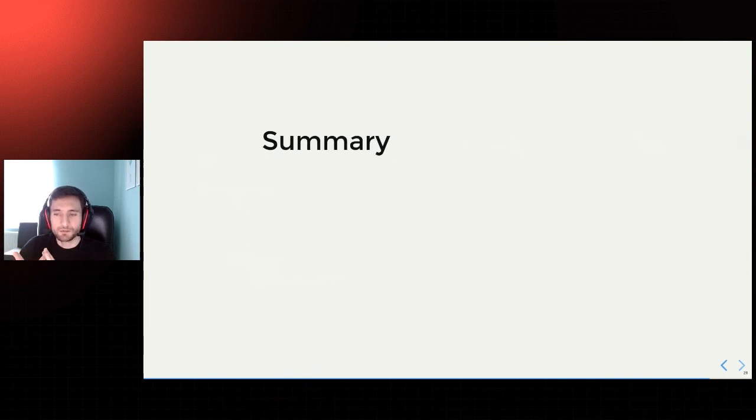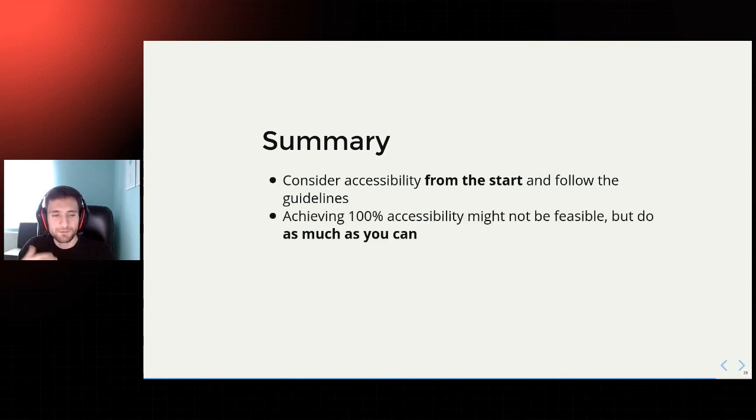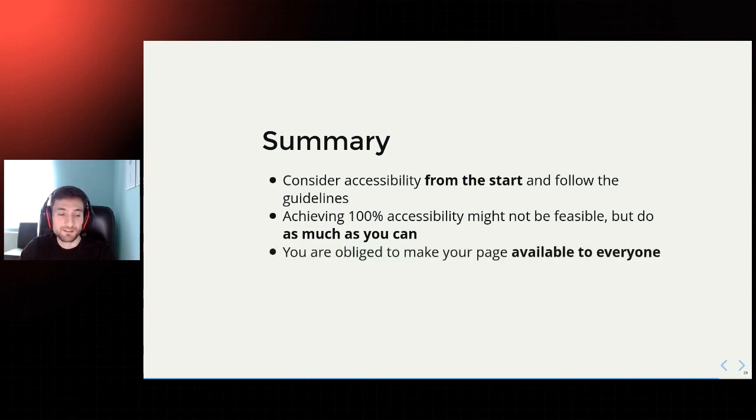Okay, I'm coming to the end of my talk. I just want to summarize and give you some guidelines, the things that I think are the most important that I would like you to take from this talk. So please consider accessibility from the start and follow the guidelines. Achieving 100% accessibility might not be feasible. It's not always easy, but we should still do as much as we can. And that's also because we are obliged to make our page available to everyone and not exclude anyone from using it. It's important to know that everyone would actually benefit from accessibility.